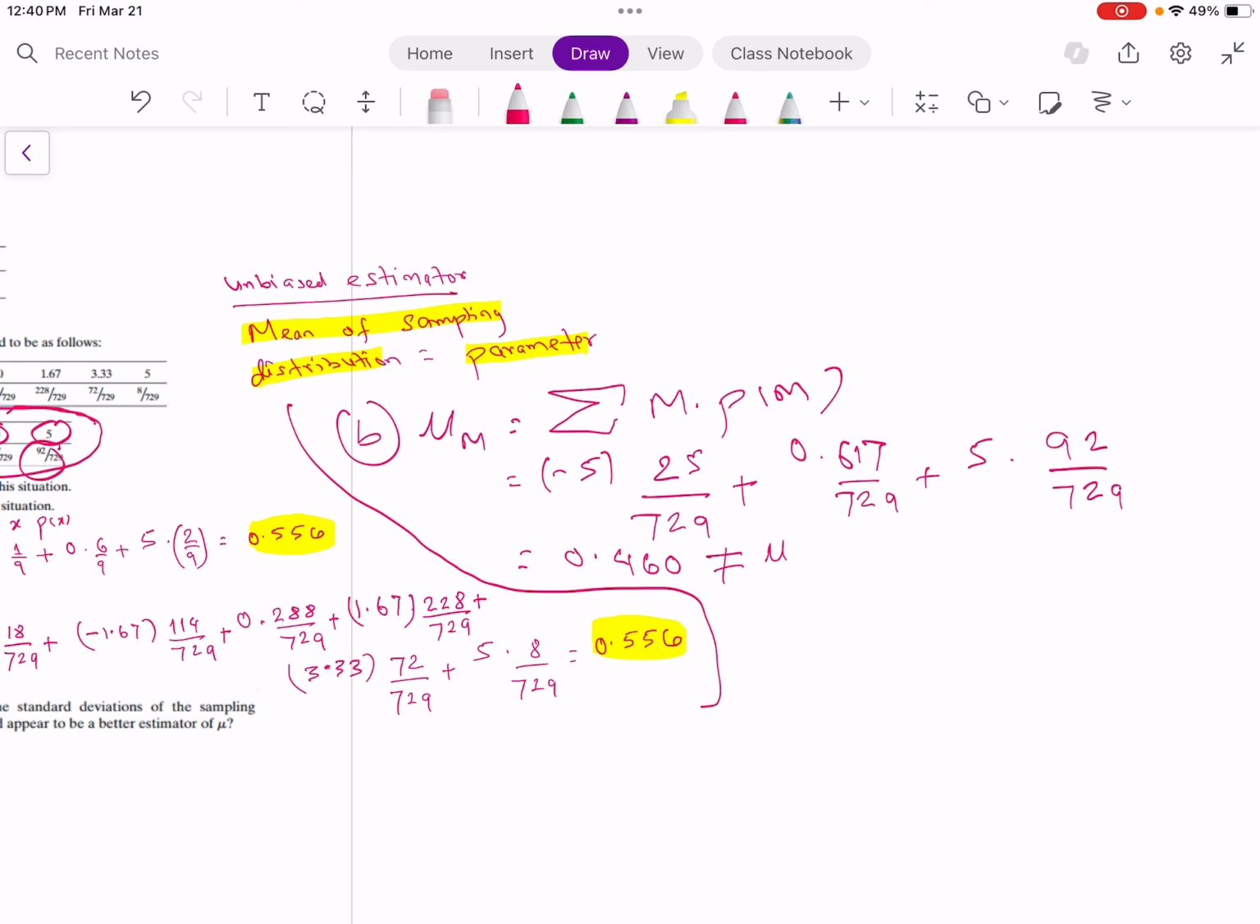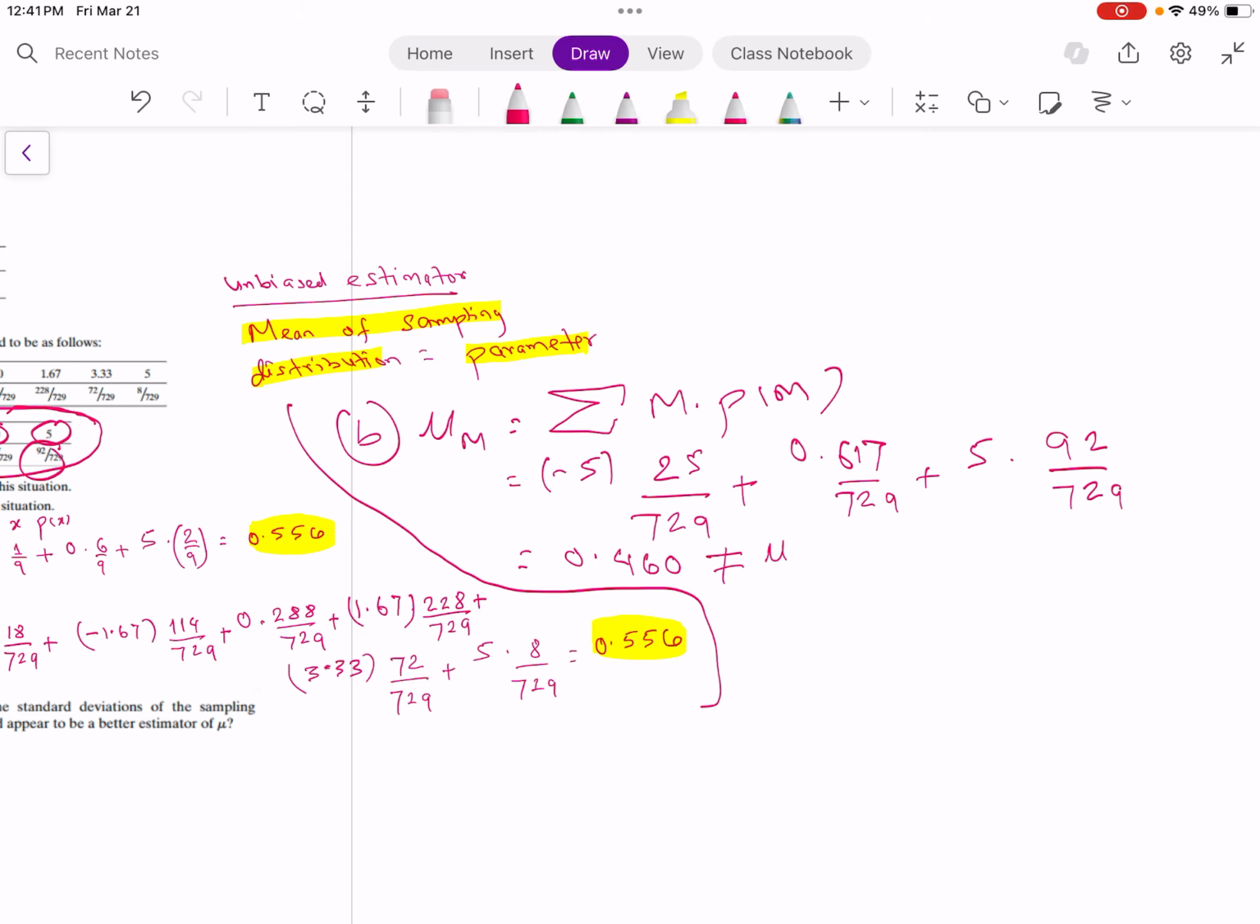So it's finding the mean. Once you have found the mean of a distribution, and if that mean is equal to the parameter, we call that statistic an unbiased estimator. It has to be equal to each other. And we always use a statistic which is an unbiased estimator to make an estimate of a parameter. Okay, any question up to here?